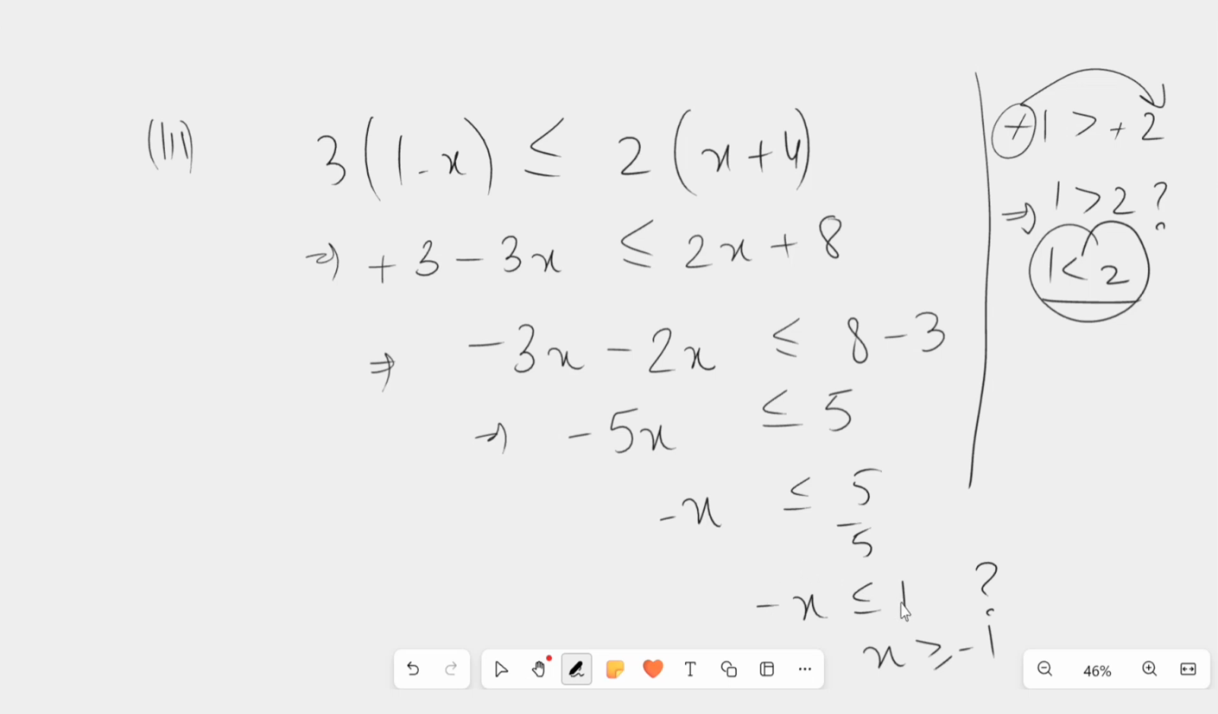When the minus sign is shifted there, I just change my inequality sign, but obviously there is no effect on the equal to, because it can be equal to 1, equal to minus 1. So this is a very important concept in the linear inequality chapter, that if you shift your minus sign, the sign of inequality changes. This is a very, very important topic.